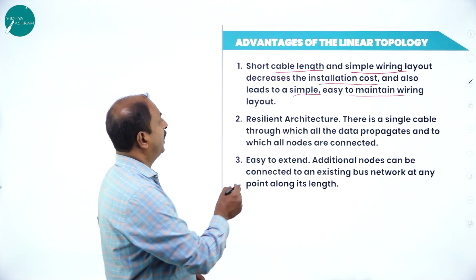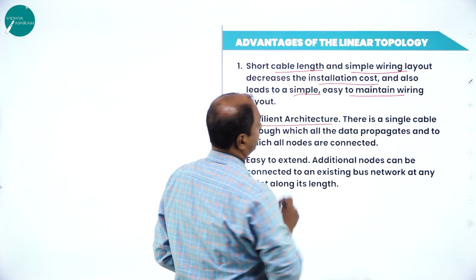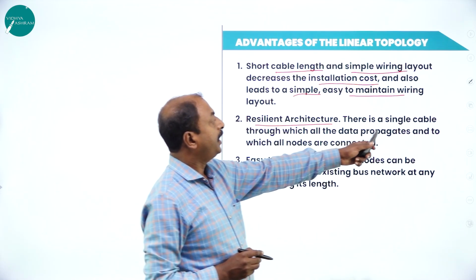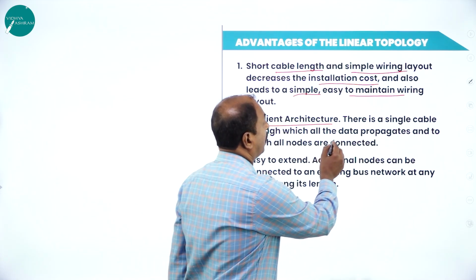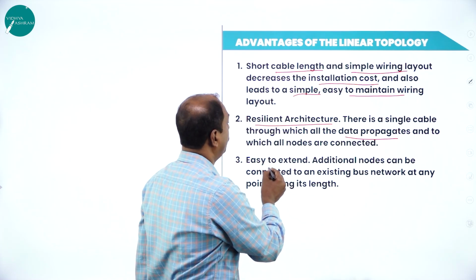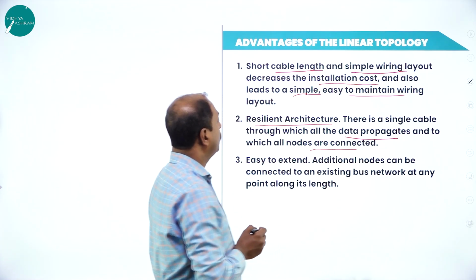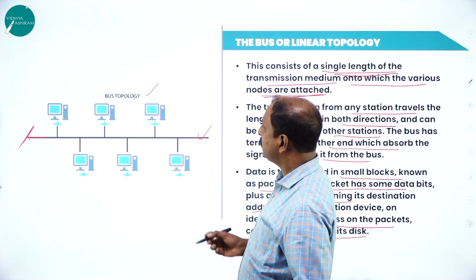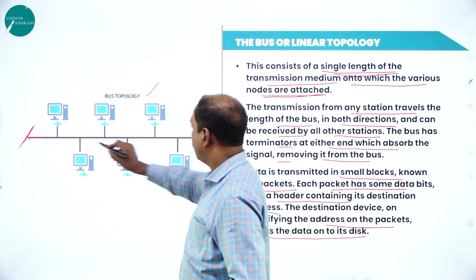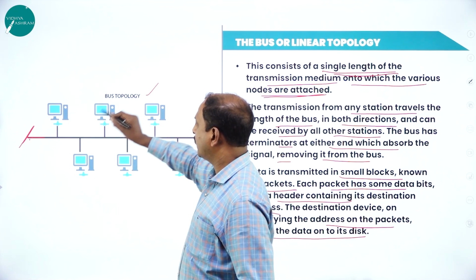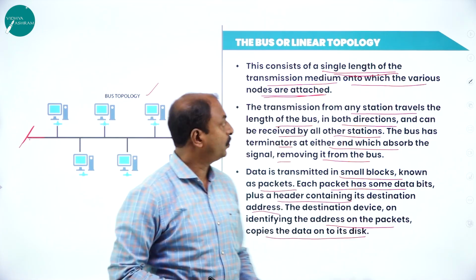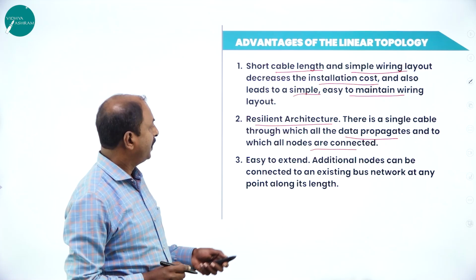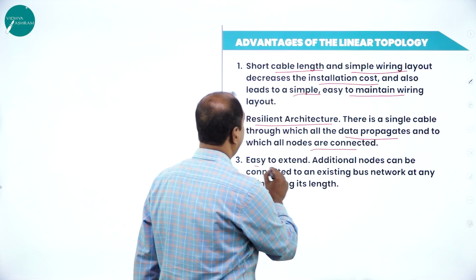Next one is resilient architecture, and there is a single cable through which all the data propagates and to which all the nodes are connected. So this is the same as what we have seen in the diagram. In this topology, this is the one cable onto which all the nodes are connected to form a bus topology.